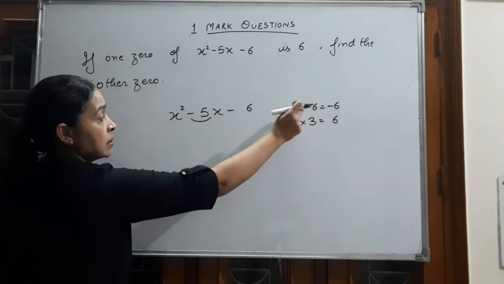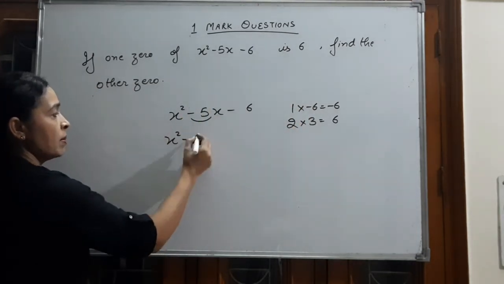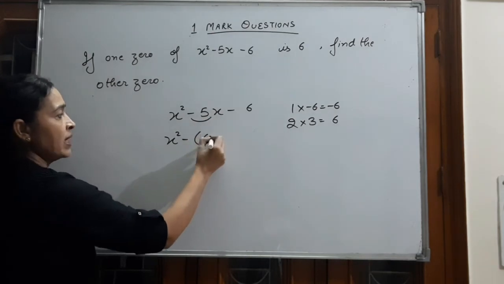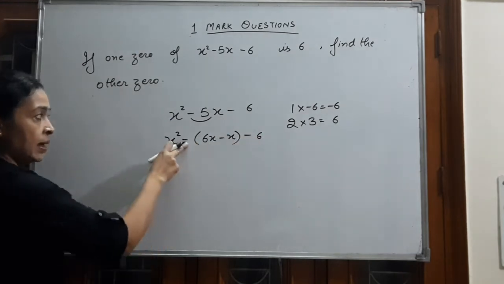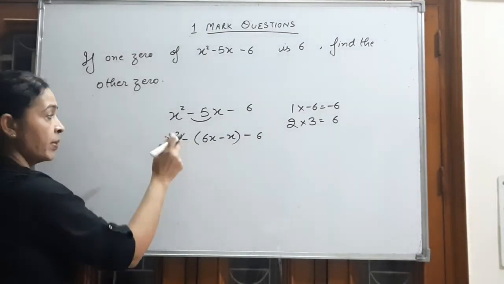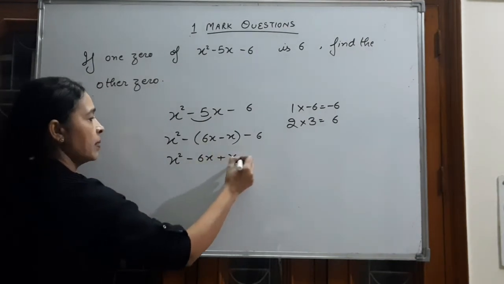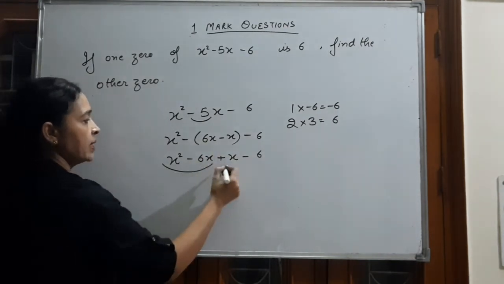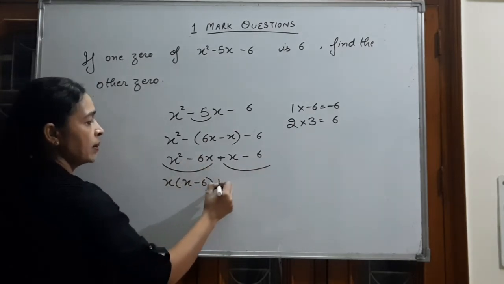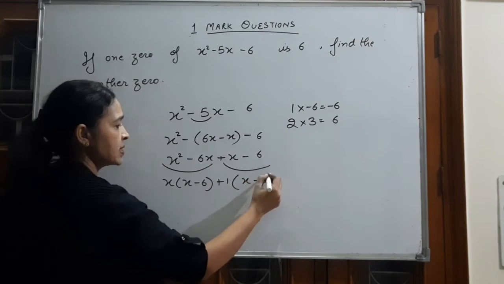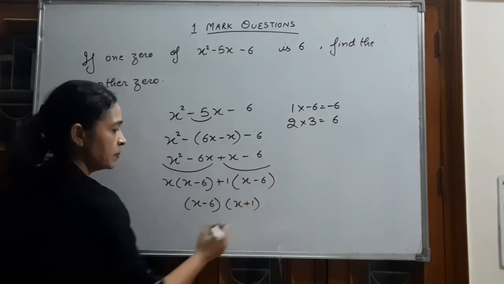But 6 minus 1 is 5. What will we do? x square minus, in place of 5x, what can we write? 6x minus x is 5x, minus 6. We have a minus sign outside the bracket. x square minus 6x plus x minus 6. Take these two. What is common? x. x minus 6 plus 1 is common, x minus 6. We have two factors, x minus 6 and x plus 1.